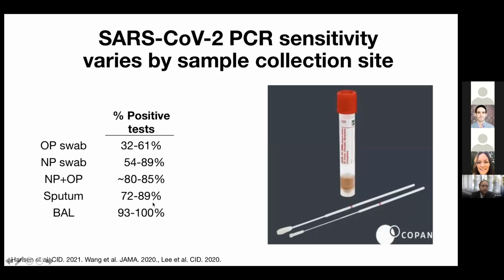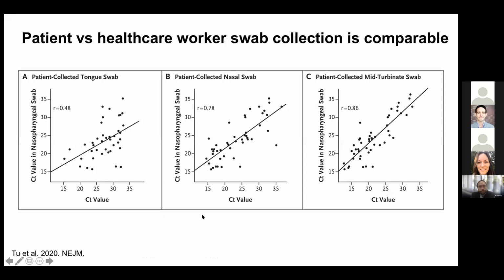Then you have sputum. Then you have a combined nasal pharyngeal and oral pharyngeal swab. You can see the performance of a nasal pharyngeal swab alone, and then an oral pharyngeal swab is probably the least sensitive. Now there's variability here, and a key thing that determines variability is the timing of testing with respect to symptom onset.